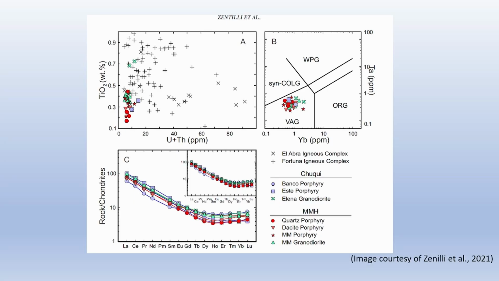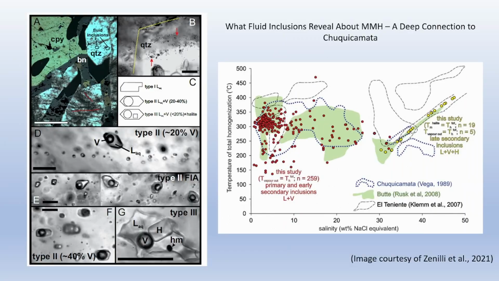By contrast, we have samples from El Abra and Fortuna igneous complexes, and they're wildly scattered, indicating more heterogeneous and likely unrelated magmatic inputs. Sorry.